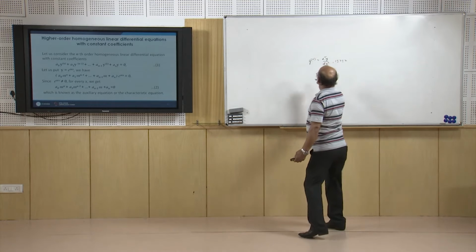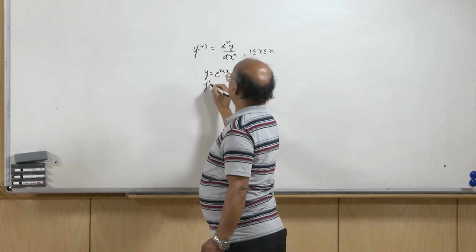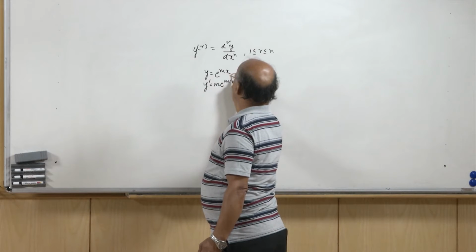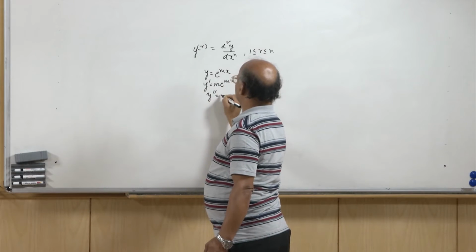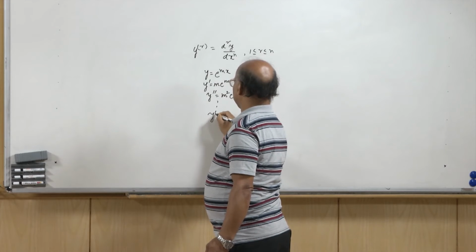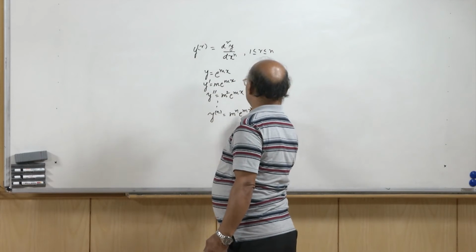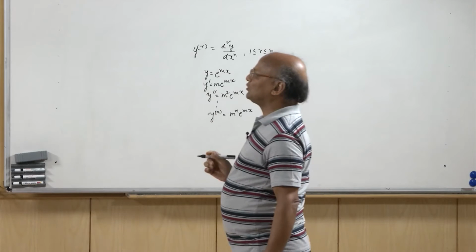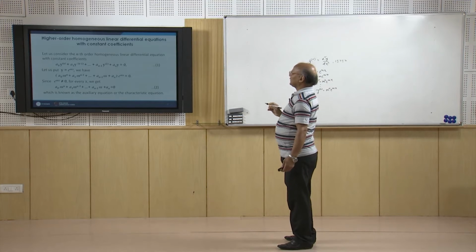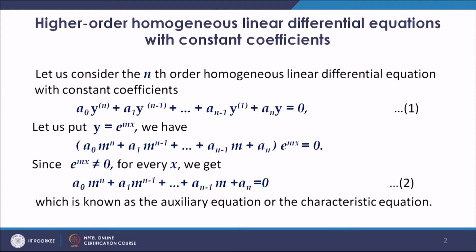So, then what do we have? If you take y equal to e to the power mx, then y dash is m times e to the power mx, y double dash is m square times e to the power mx and so on. The nth derivative of y gives you m to the power n e to the power mx. So, when you put y equal to e to the power mx in equation 1, what you get is (a0 m^n plus a1 m^(n-1) and so on plus a_(n-1) m plus a_n) times e to the power mx is equal to 0.